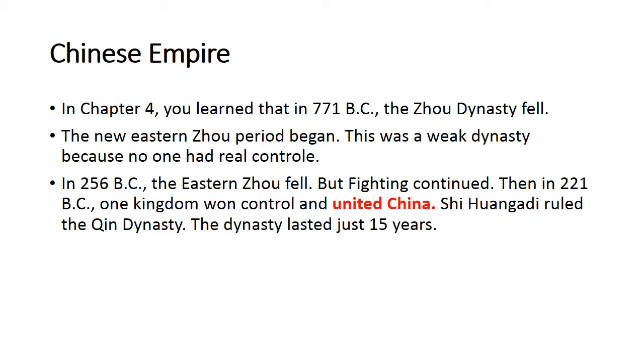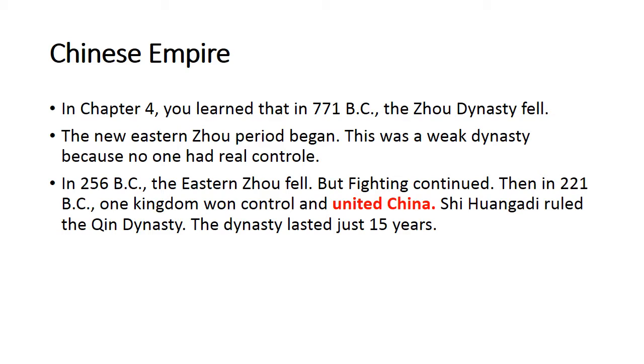So try to remember, in chapter 4 you learned that in 771 BC the Zhou dynasty fell. The new Eastern Zhou period began. This was a weak dynasty because no one had real control. A series of wars broke out. This time is often called the period of the Warring States.